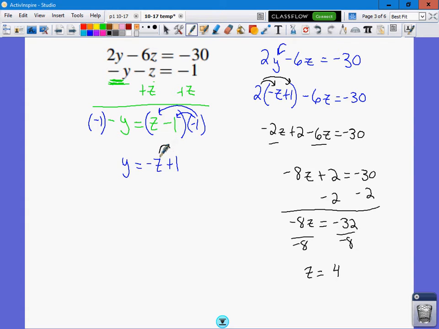And I'm going to come back up to my y equals equation, and I'm going to substitute 4 in for that z. What is a negative 4 plus 1? Negative 3. Again, if I were to put these in an ordered pair, they'd be listed alphabetically, so this would be the ordered pair negative 3, 4. Questions on the substitution method?